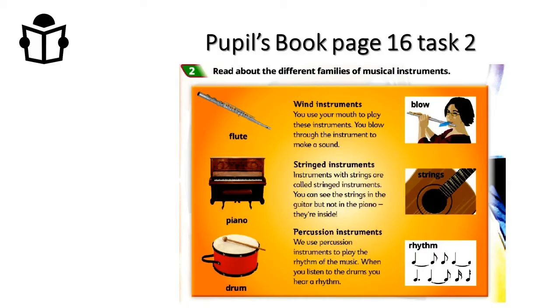Pupils' book, page 16, task 2. Read about the different families of musical instruments. Wind instruments. You use your mouth to play these instruments. You blow through the instrument to make a sound.